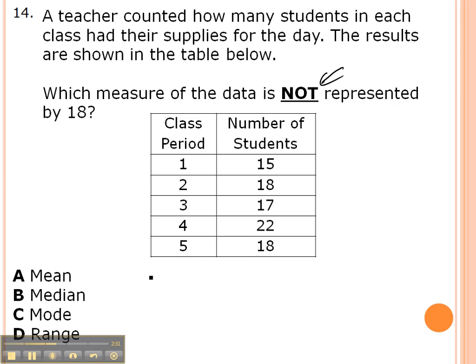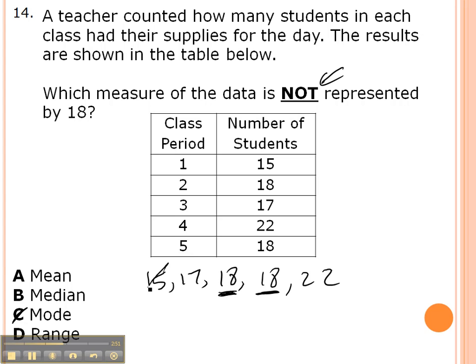First thing I want to do is put my data in order from least to greatest. 15, 17, 18, 18, 22. The easiest measure of the data to find, I think, is the mode. 18 occurs twice, that's the mode, but we're trying to find the one that is not equal to 18, so the answer is not the mode.